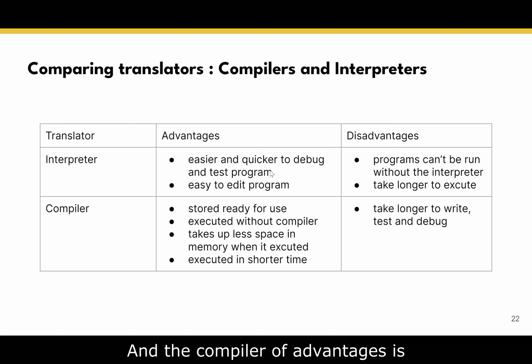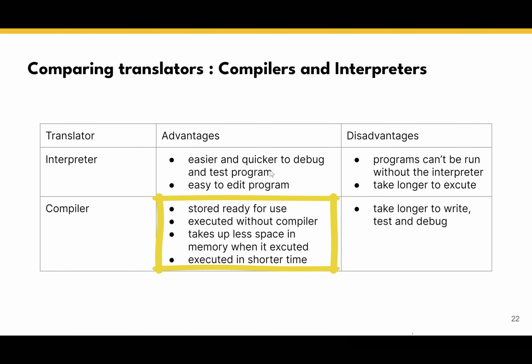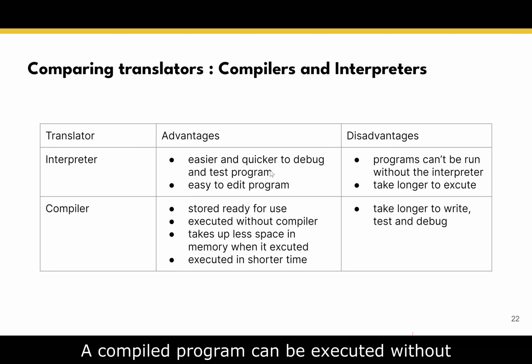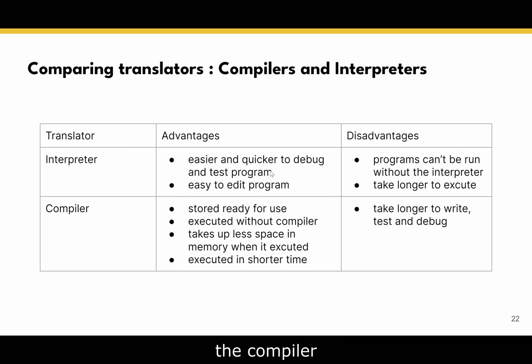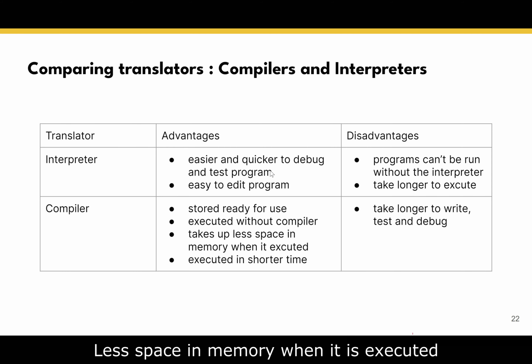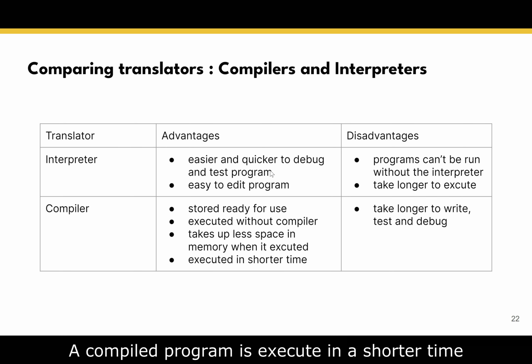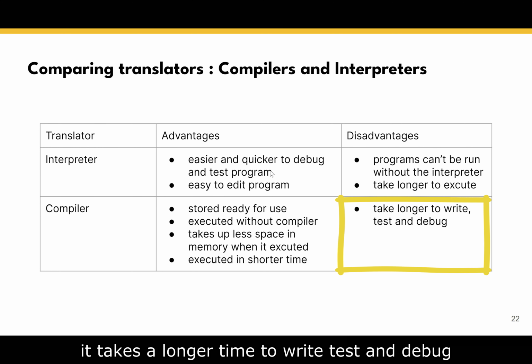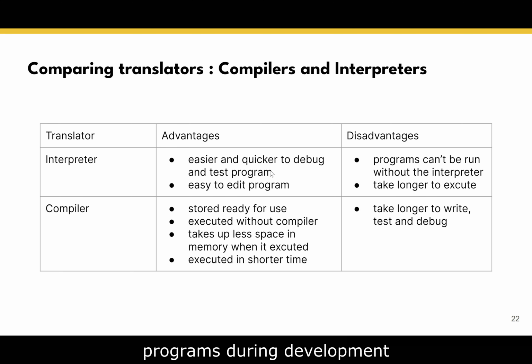And for the compiler, the advantage is that a compiled program can be stored ready for use. A compiled program can be executed without a compiler. A compiled program takes up less space in memory when it is executed. A compiled program is executed in a shorter time. But the disadvantage is that it takes a longer time to write, test, and debug programs during development.